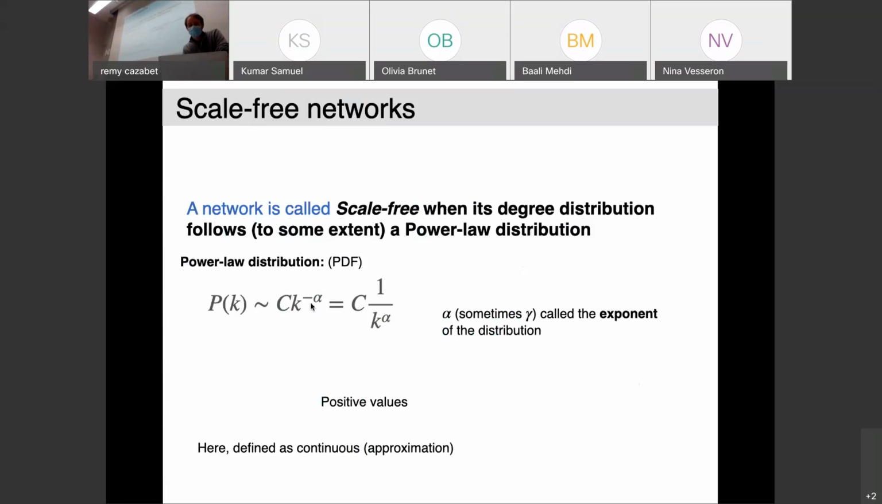And what is important is to see that this degree distribution has mainly one important parameter, which is the exponent, that we call alpha here in this class, which is called the exponent of the distribution. We will see what is its interpretation. And here we will work with approximations which are continuous. Of course, degrees are discrete, but the theory is similar.